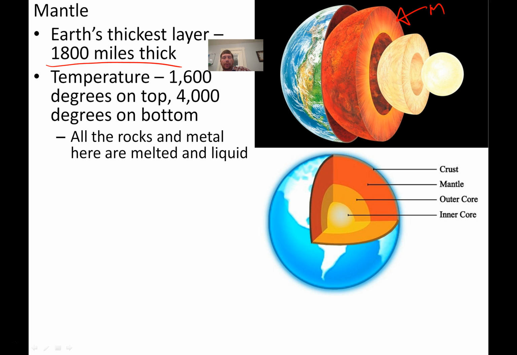All right, temperature range we're talking about with the mantle. Well, the coolest part of the mantle is the part that borders the crust, and at that point, the temperature is going to be 1,600 degrees. When you get down to the very bottom of the mantle, where it touches the outer core, the temperature is going to be 4,000 degrees. And this is hot enough to melt any metal, any rock. And so as a result of this, all the rocks and all the metal in the mantle are melted and they're liquid, okay? The mantle is where your lava comes from. Lava is what comes from the mantle. And all lava is melted rock, melted metal, because the temperature there is so hot.